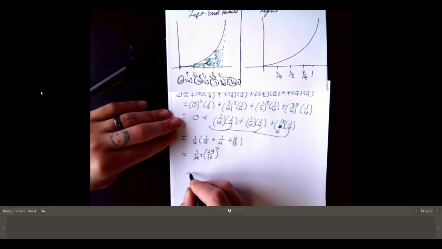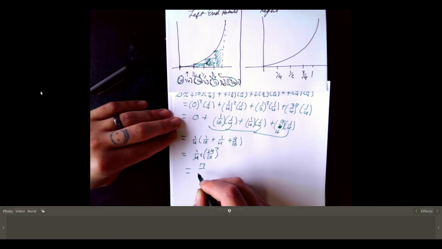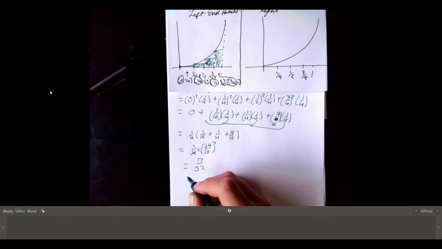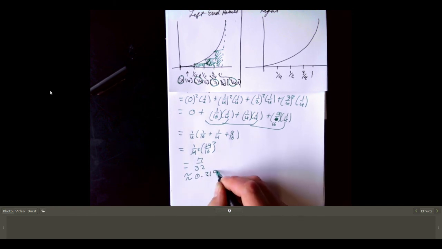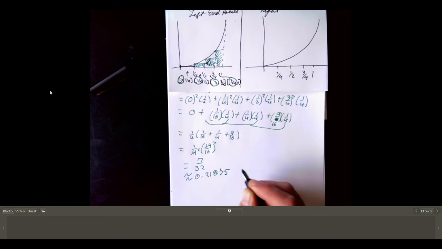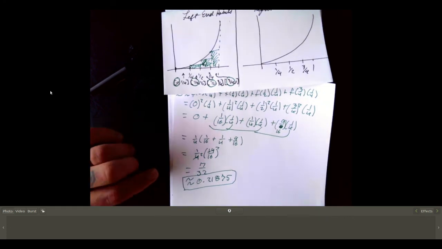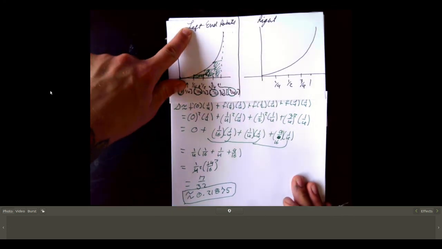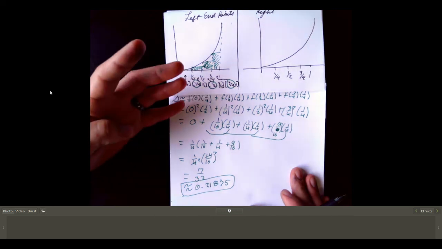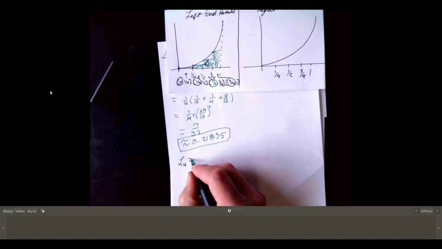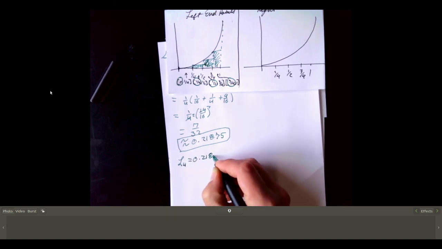2 and 7, this is equal to 7/32. Which, for the sake of argument, is approximately equal to 0.21875. Perfect. So this is our estimation using left endpoints. Since we estimated this with 4 rectangles, we call this number L sub 4, which is equal to 0.21875.